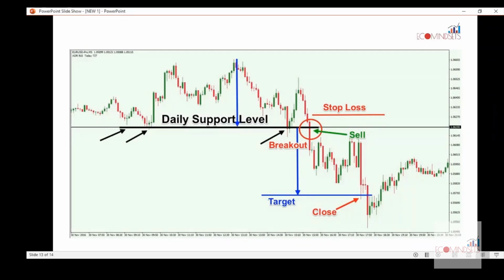So once you see that momentum breakout, you just enter your trade, your sell or your buy, and then you put your stop loss above the previous high or low, depending on which direction you are trading. But we look at entries and all those things in other sessions of our webinar.